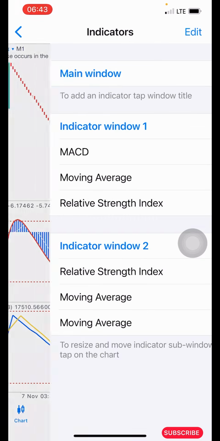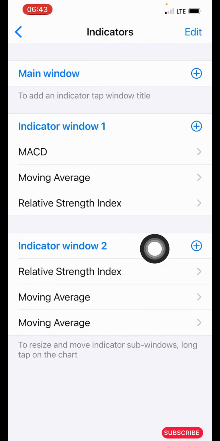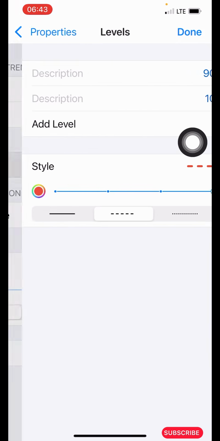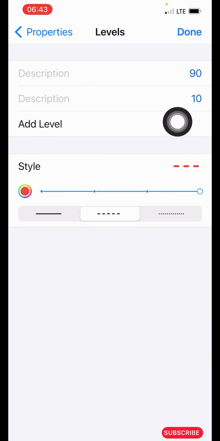Now for the second indicator, for this indicator window 2, you are to click on the main window plus icon here. You click on this plus icon, then you search for your relative strength index again. Now you are going to set the period 1, apply to close. The level is not going to be 80 and 20 anymore. You change it to 90 and 10.